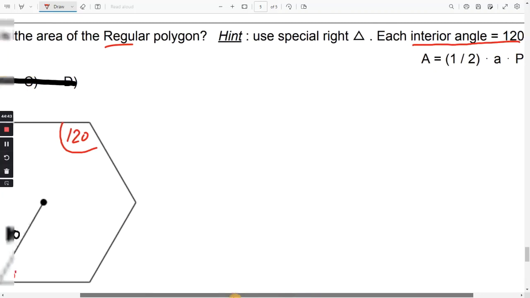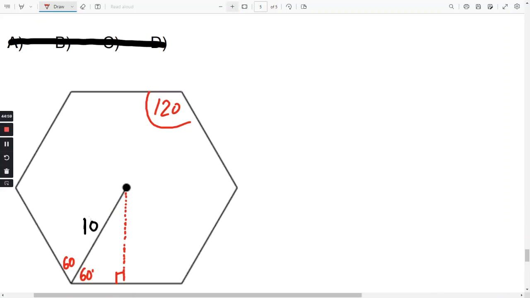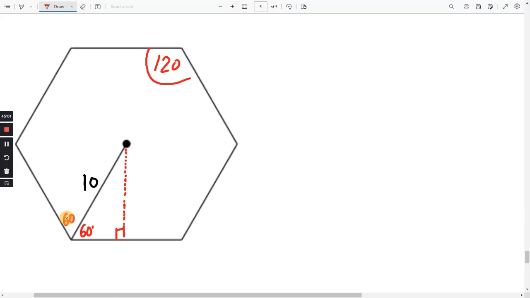for the area. So I am going to draw in the apothem, like so. I'll just draw it to the center of one of the sides. Okay, the apothem makes a right angle with the side. Now, if this is 60 degrees and this is 90, this has to be 30. So we need to use special right triangles.